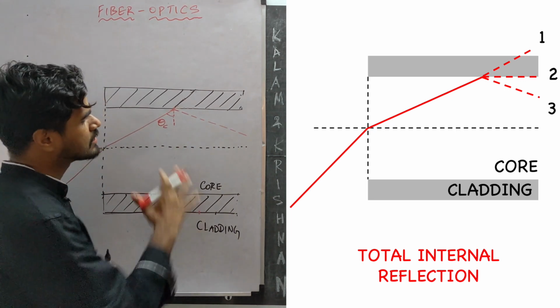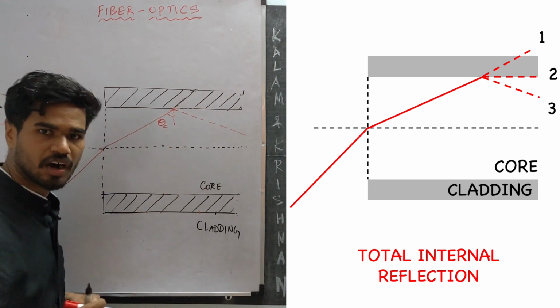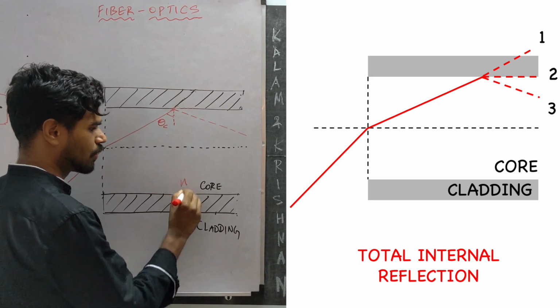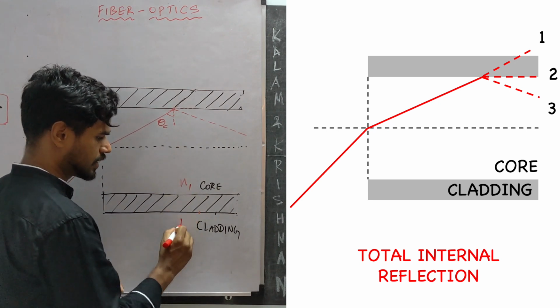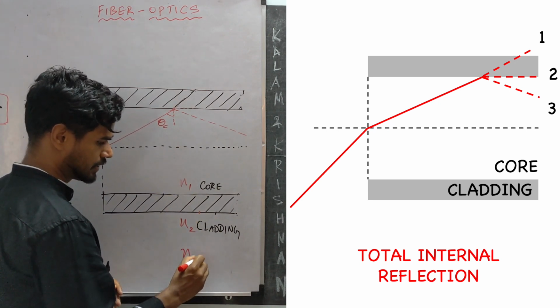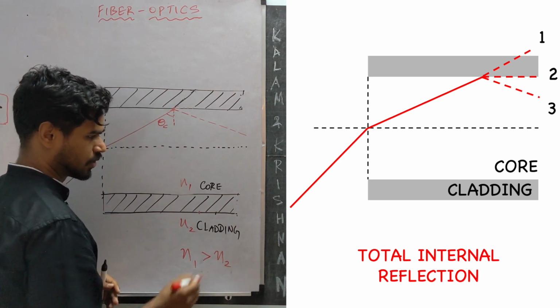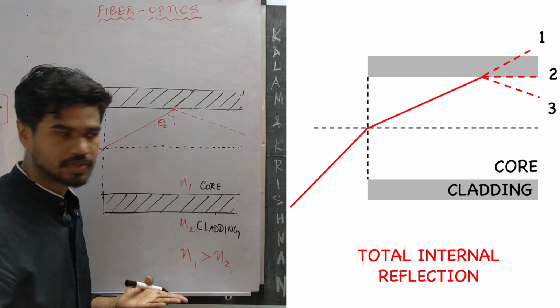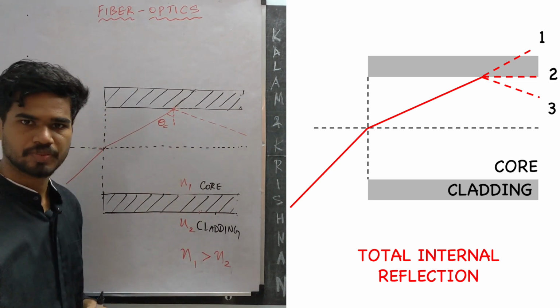And when will such a total internal reflection occur? That will occur when the refractive index of the core is higher than the refractive index of the cladding. That is, the core is a much denser medium compared to the cladding. In that case, total internal reflection is possible.